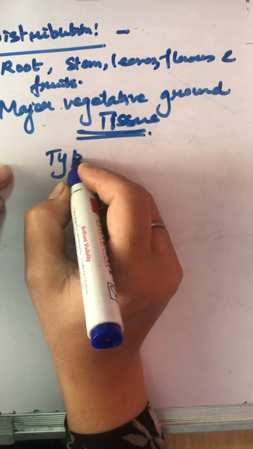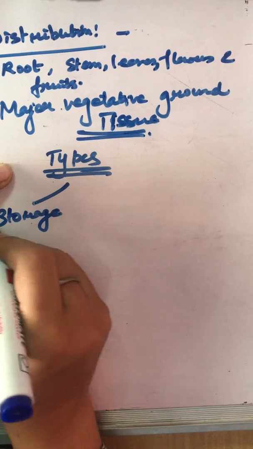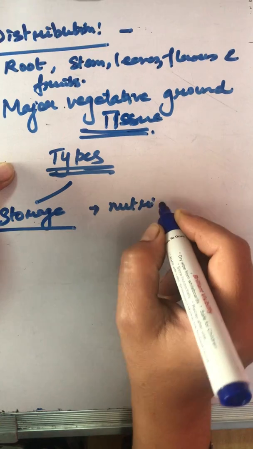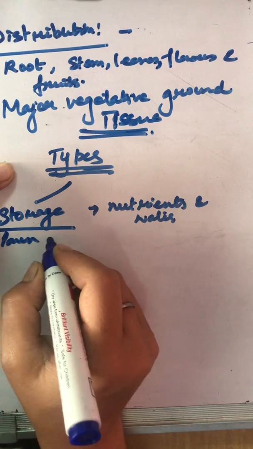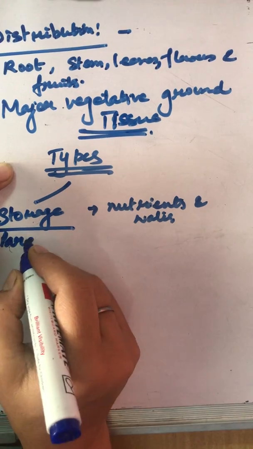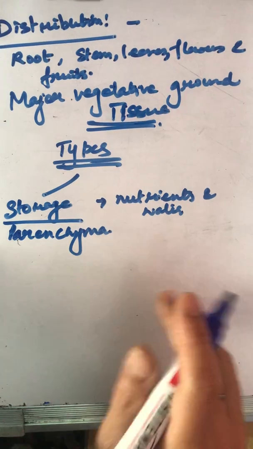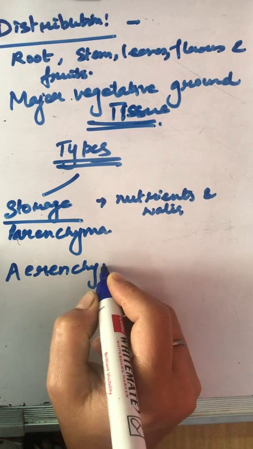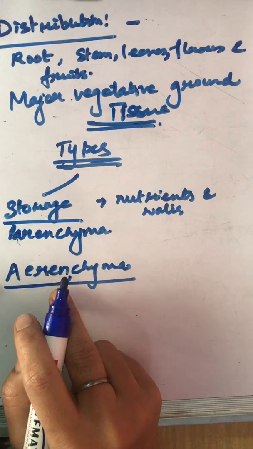And in those types, we say it can be a storage parenchyma. What does it store? It stores nutrients and water. So we call it storage parenchyma. Second, we call it aerenchyma, A-E-R-E-N-C-H-Y-M-E. The interesting thing is A-E-R-E-N. Aeren means related to air.